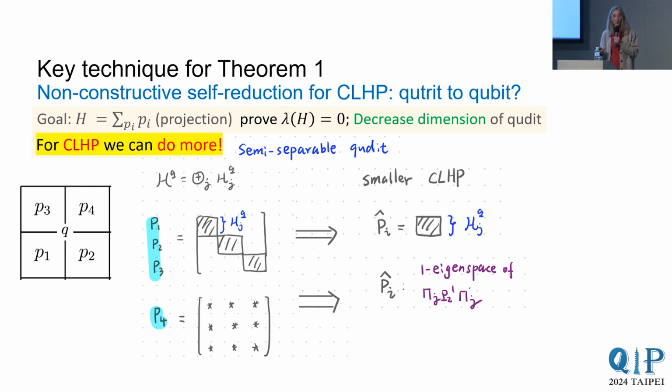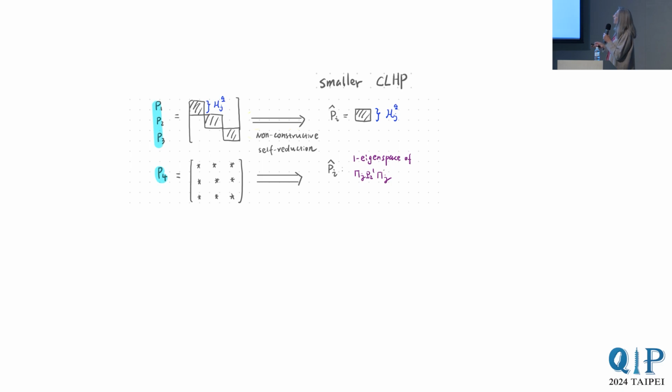Moreover, this is an actual valid self-reduction. So if there's a frustration-free ground state in the original problem, there's a way to project down to one of these subspaces and do this operation to get a new instance, and the new instance will also have a frustration-free ground state. So that's the key lemma.